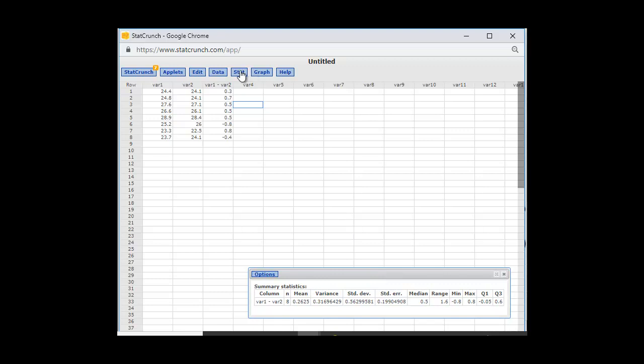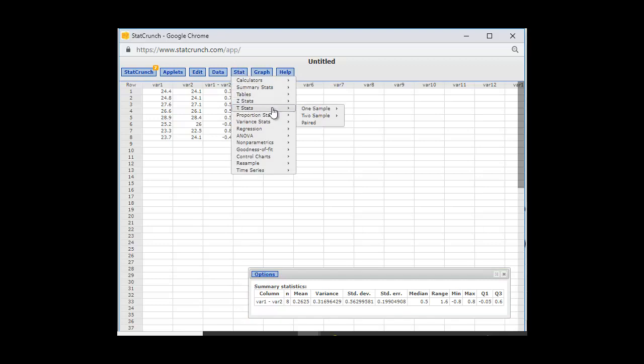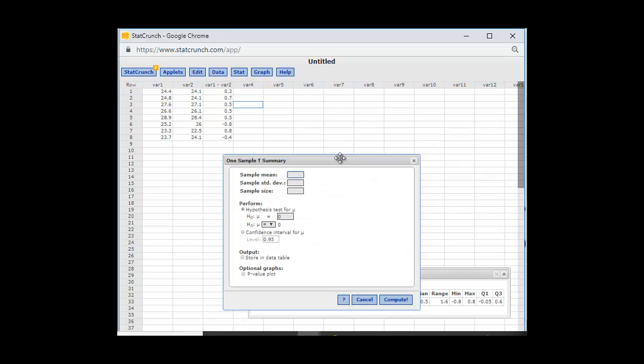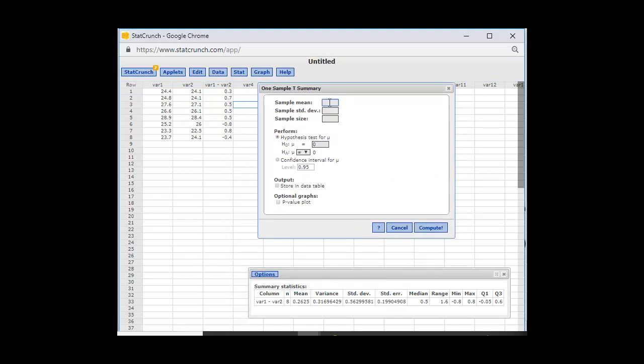And actually what I want to do is treat this as a one sample mean problem where I'm just looking at the differences between these two. So I'm going to go into Stats, T Stats, One Sample, With Summary, because I'm going to use this summary information that we have down here.